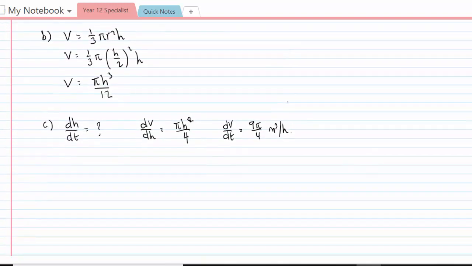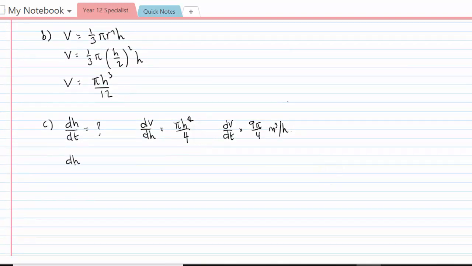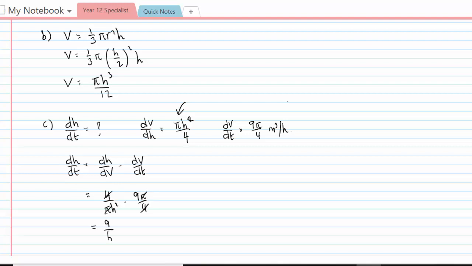Right. So we're all good to go now. We can figure out dH dt using the chain rule. And so there's going to be dH dV by dV dt. And to get dH dV, I just need to flip this one here over. So that's going to be 4 on pi h squared multiplied by 9 pi on 4. The pi's cancel out, the 4's cancel out, and we're left with 9 on h squared as we need to show.